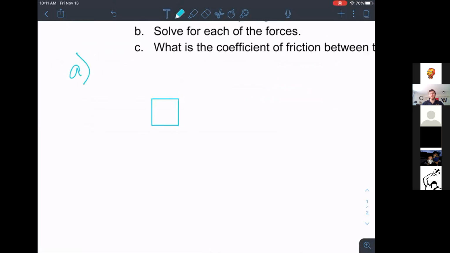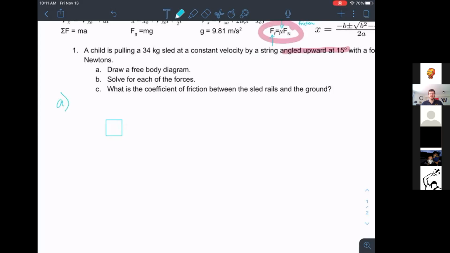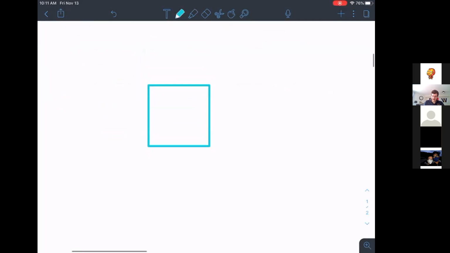Can anybody tell me a force that they would know is acting on that object? Gravity. Gravity, beautiful. Tension. Tension. And which way is tension going?